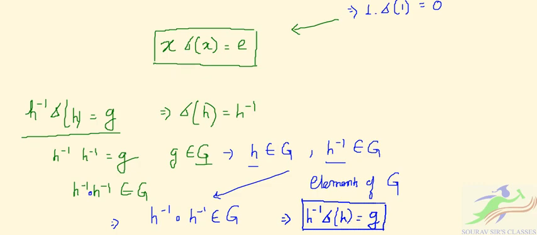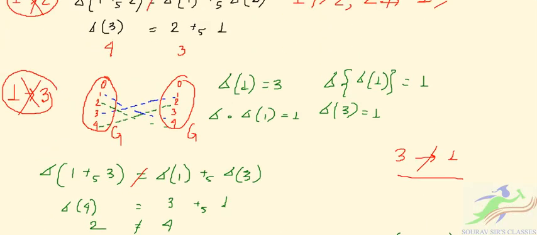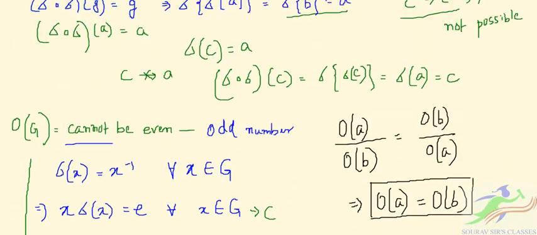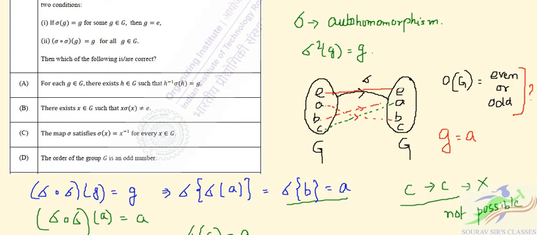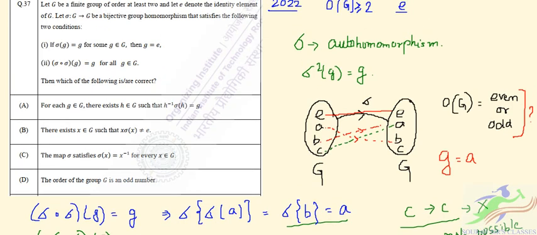So let's check which of the options are true and correct out of the 4 options. In our case, this is question number 37. So we have A as the correct option: for each g belongs to G, there exists h such that h inverse sigma h is equal to g, and option C is correct. And option D is also correct, because the order of the group G is an odd number, not an even number. So we have checked with that. So for question number 37, the correct options are A, C and D.